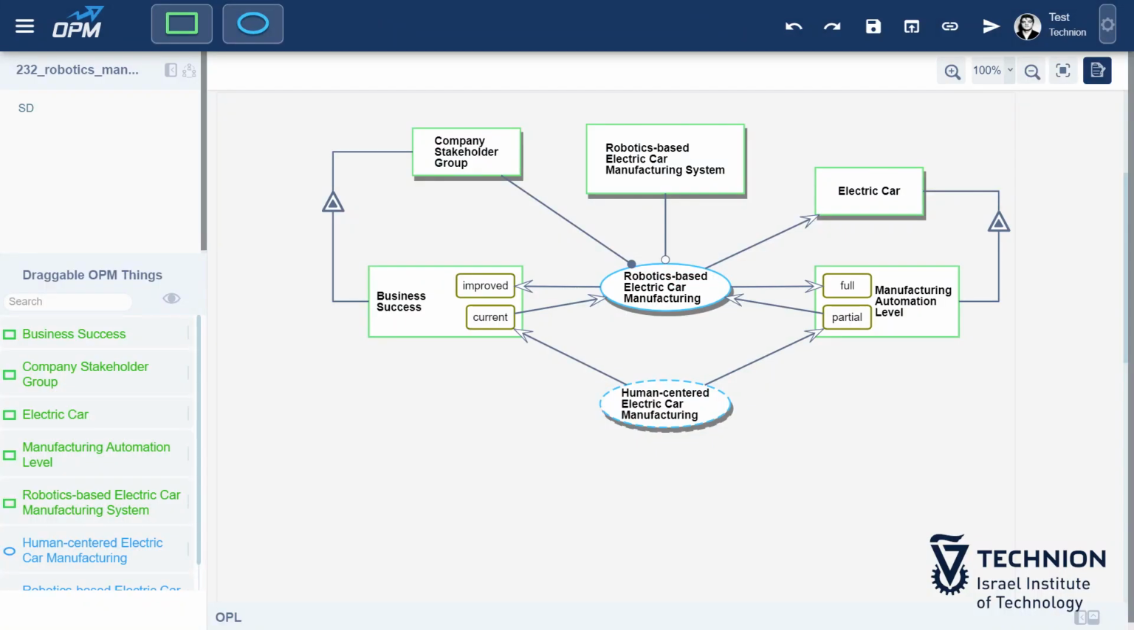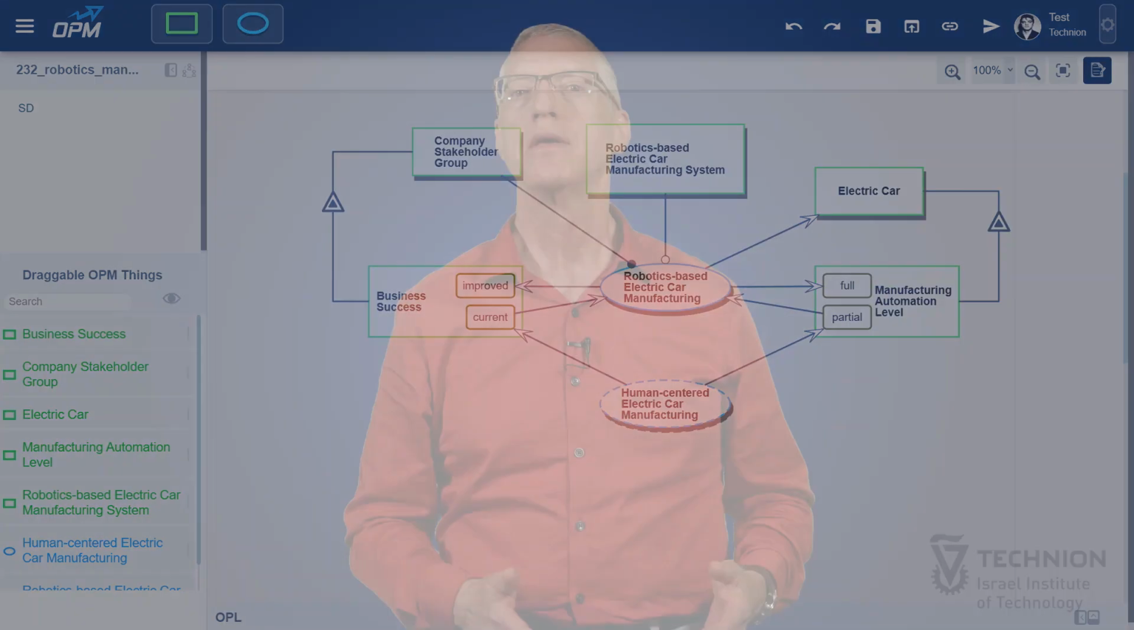Congratulations! After a long journey during which you studied different systems, you were able to model SD, the top-level diagram of a robotics-based electric cars manufacturing system. The CEO of the company is happy, and I am so proud to be your mentor.